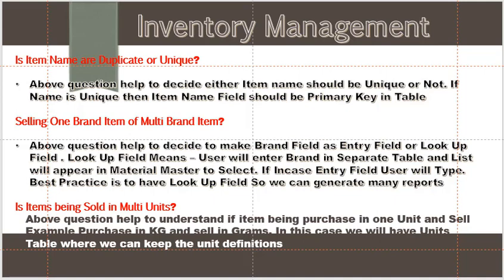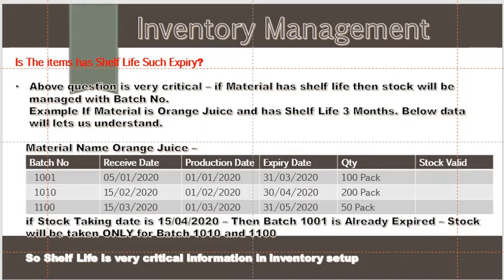Is the item being sold in multi-unit, which I have explained in the earlier video? Does the item have a shelf life, such as an expiry? The above question is very critical. If the material has a shelf life, then the stock will be managed batch number wise. For example, if the material is orange juice and has a shelf life of 3 months, then the below table will let us understand. Whenever you have a shelf life and you receive the material, then it has an expiry date.